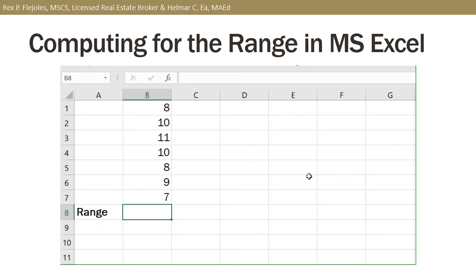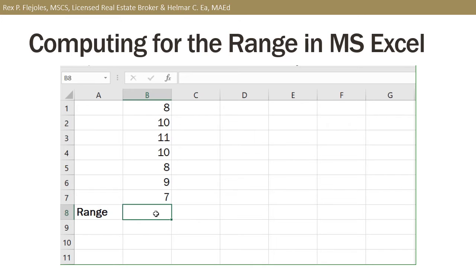At this time, let me show you how to compute for the range in MS Excel. Please take note that there is also a range term used in MS Excel which refers to a number of cells desired to be selected. But our aim here is to compute for the range as we use it in statistics. So to do that, we're going to make use of the built-in functions.